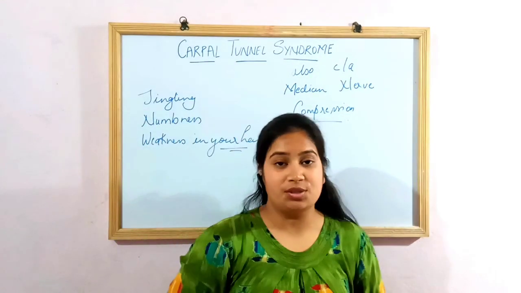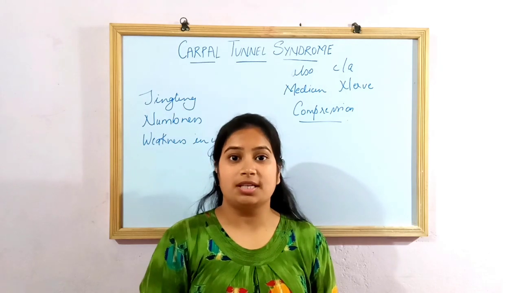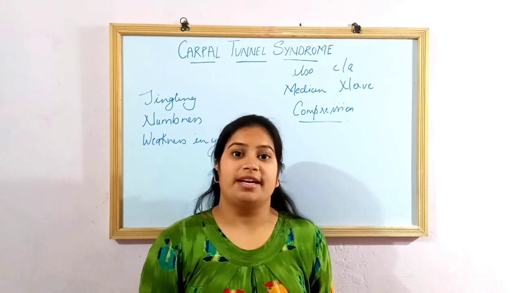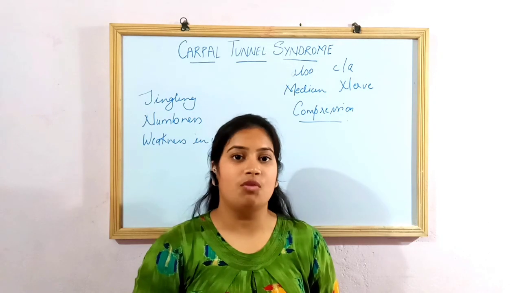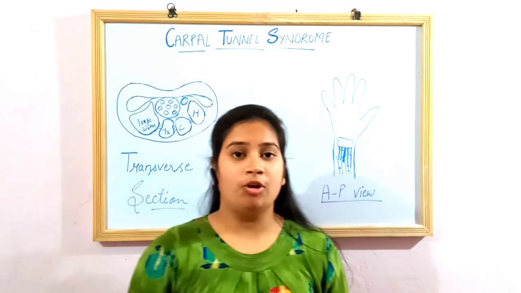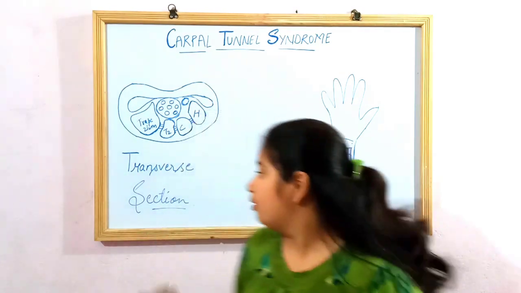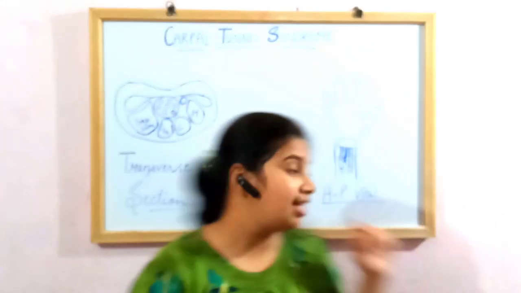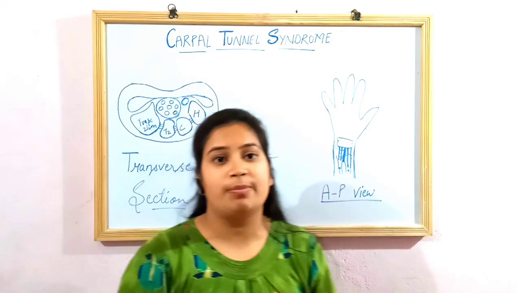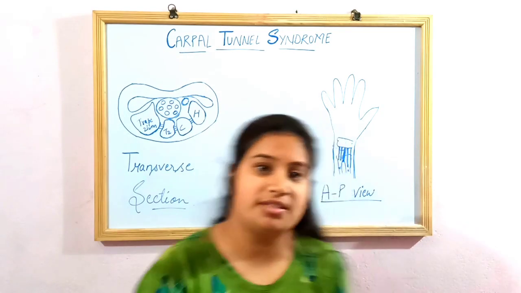To understand this well, we need to first learn the transverse section of the wrist. So let's move on towards the transverse section of the wrist. Now moving on towards the anatomy of the wrist, we need to understand it both ways: by the transverse section of the wrist and by the AP view of the wrist. I will explain both of them one by one. First, the transverse section.